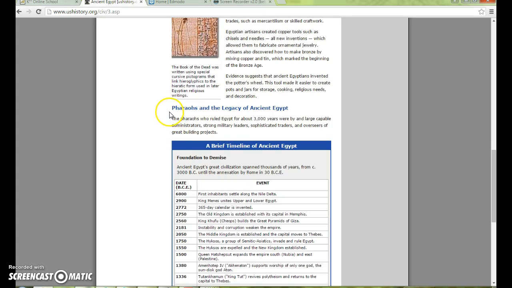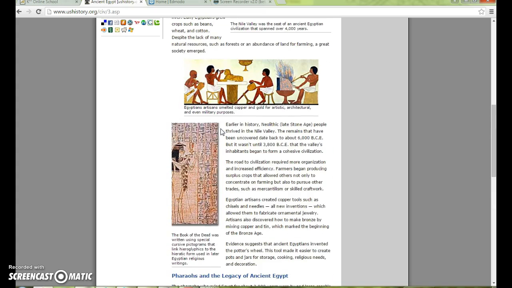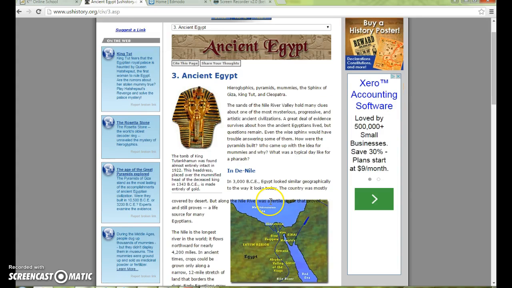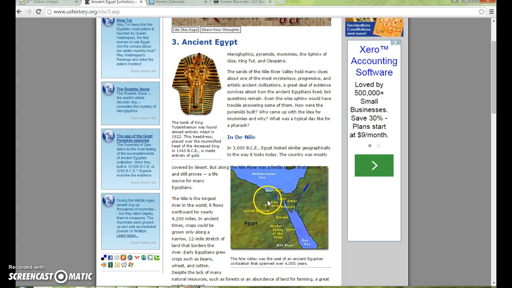Now here we start to talk about the pharaohs who ruled Egypt. This would be a great spot to look for information about the government. So I'm using clues as I'm going through this research to help me figure out which one is going to fit. So in the beginning here, looking at the map, that would be great to help me with the cities.